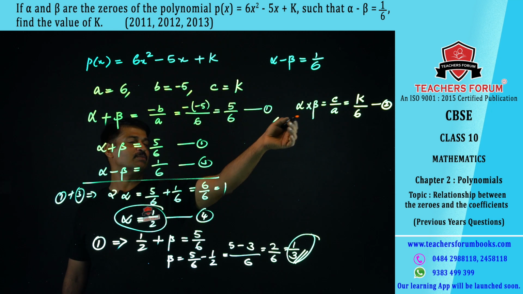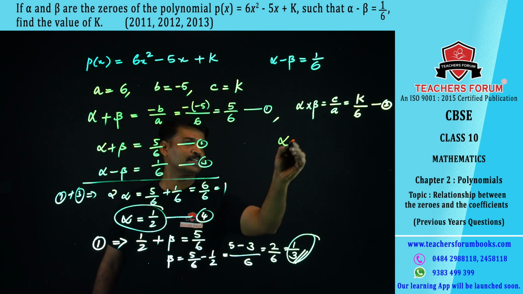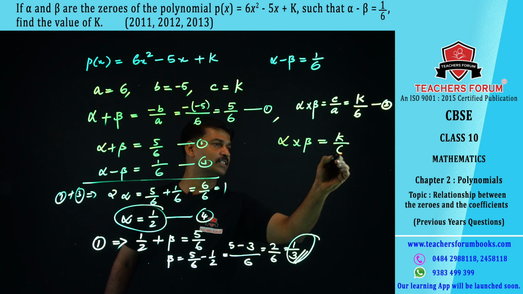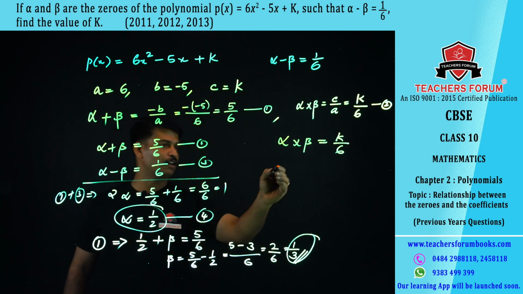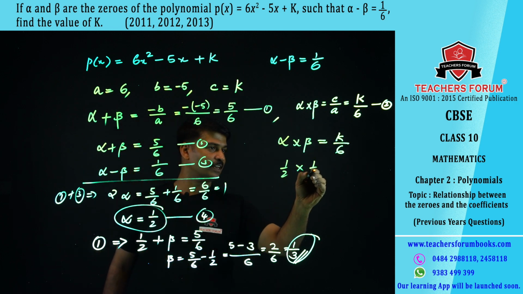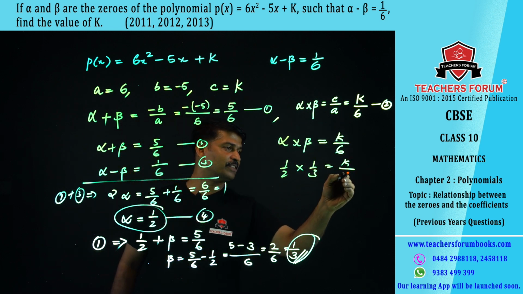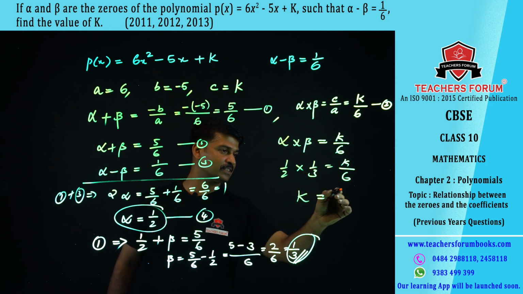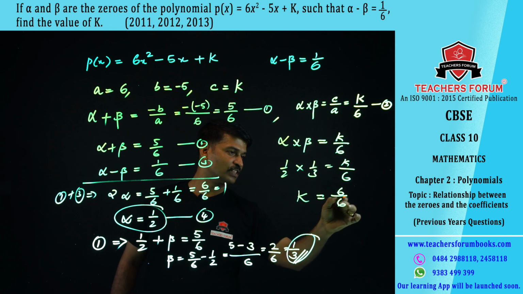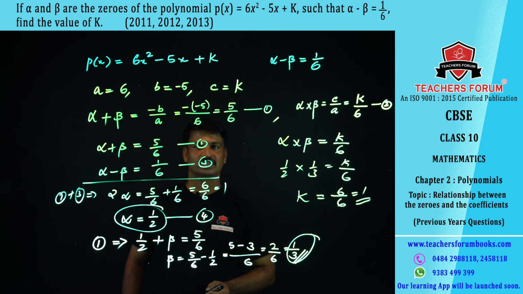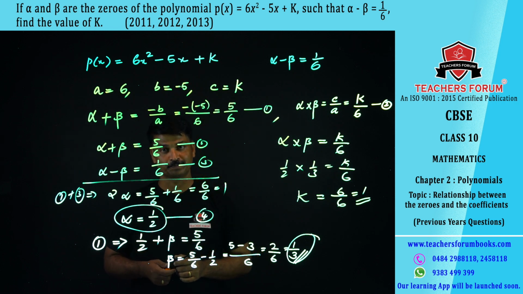See, what does equation number 2 imply? Alpha into beta is equal to k by 6. You know what is alpha here? Alpha is 1 by 2. What is beta? Beta is 1 by 3. That is equal to k by 6. Then what is k from here? K is equal to 6 divided by 3 2s are 6. That is, the value of k is equal to 6 by 6, that is equal to 1.